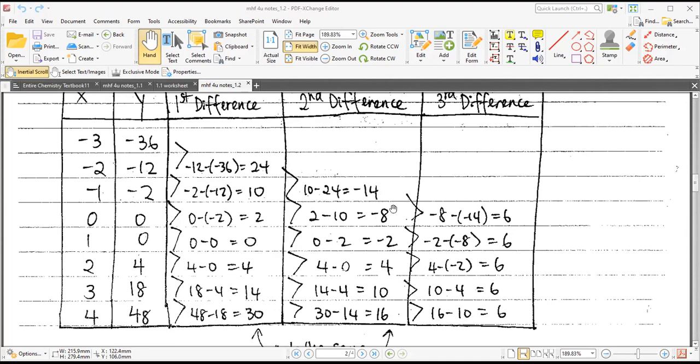Negative 8 minus negative 14 is 6. Negative 2 minus negative 8 is 6. We continue. We see all of that is the same. So the third difference is constant, or the same, right? So the degree here is going to be what? 6. Sorry, the degree is going to be 3.